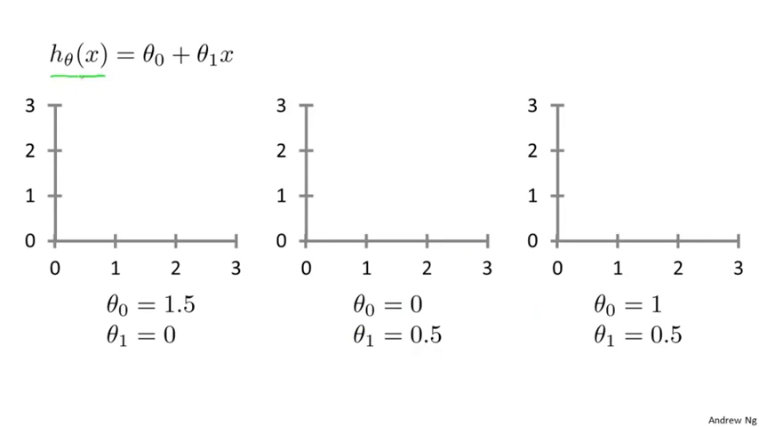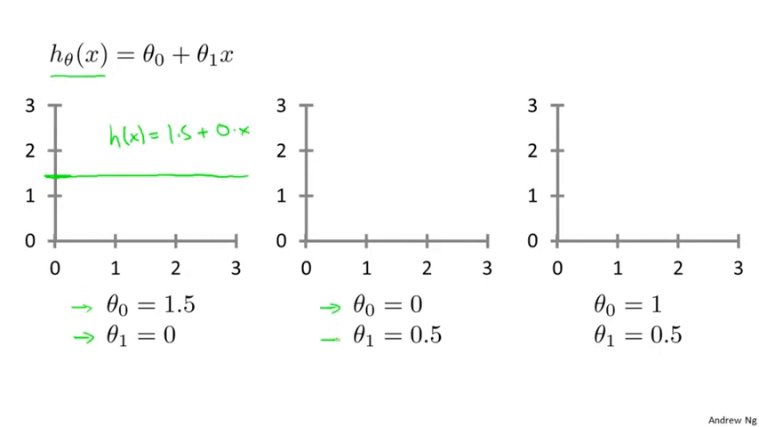I know some of you will probably already be familiar with what I'm going to do on this slide, but just to review, here are a few examples. If theta 0 is 1.5 and theta 1 is 0, then the hypothesis function will look like this. Because your hypothesis function will be h of x equals 1.5 plus 0 times x, which is this constant valued function that's just flat at 1.5.